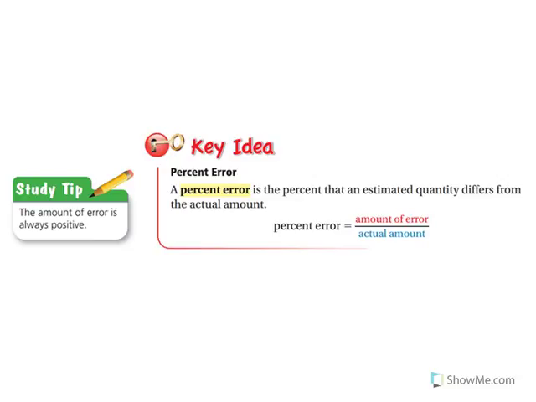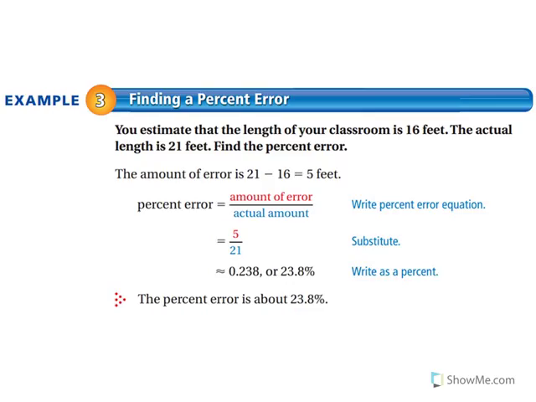So you're either going to take the new amount and subtract the original if it was an increase, or take the actual amount and subtract the estimated amount if it was a decrease. You'll see in a few minutes how we do this, but that's how you do a percent error. You find the amount of error, basically the amount of change, over the actual amount.